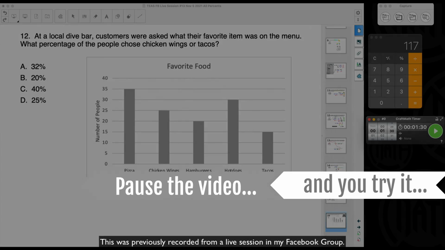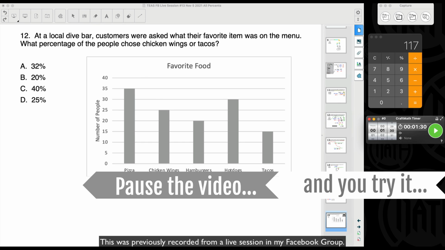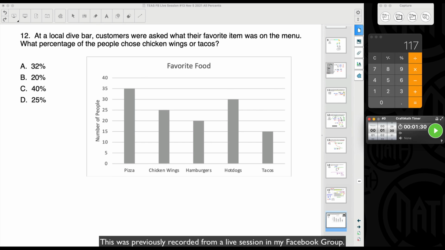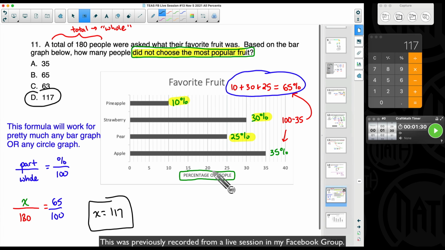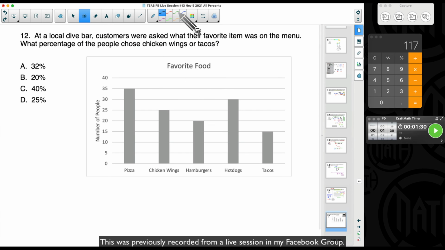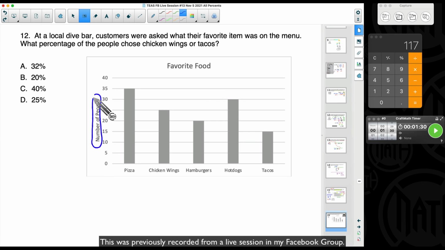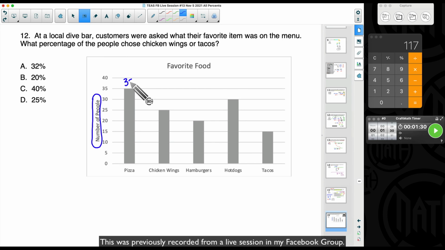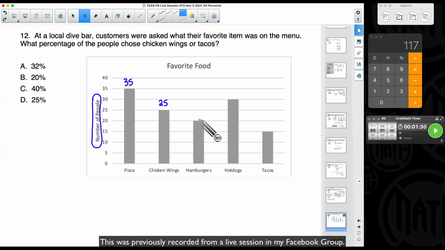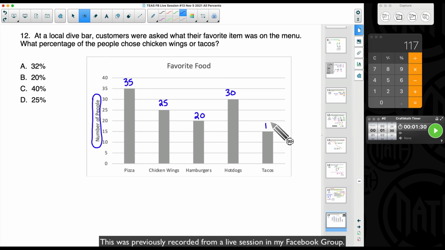Speaking of, all right, last one. So, bar graphs. Make sure you look and see what these numbers actually represent. In the previous problem, these numbers represented the percentage of people. In this problem, these numbers represent literally the number of people. So pizza lovers at this local dive bar, this is not 35% anymore. This is 35 people. Chicken wings, 25 people. Hamburgers, 20 folks. Hot dogs, 30 folks, and tacos, 15 people.